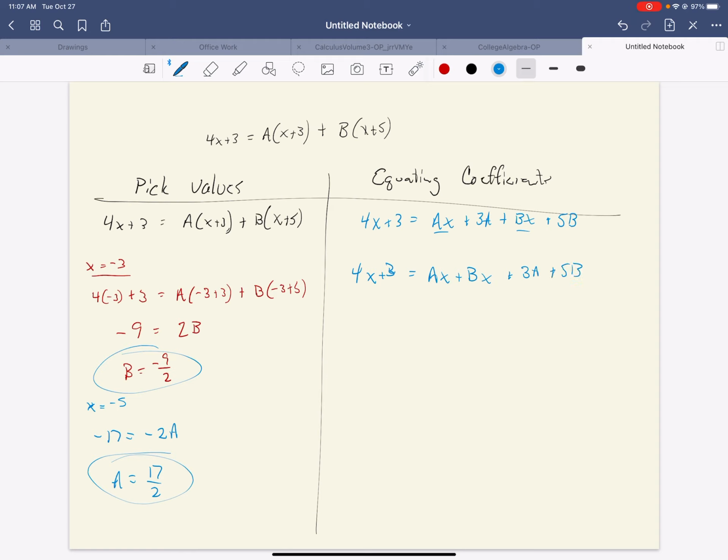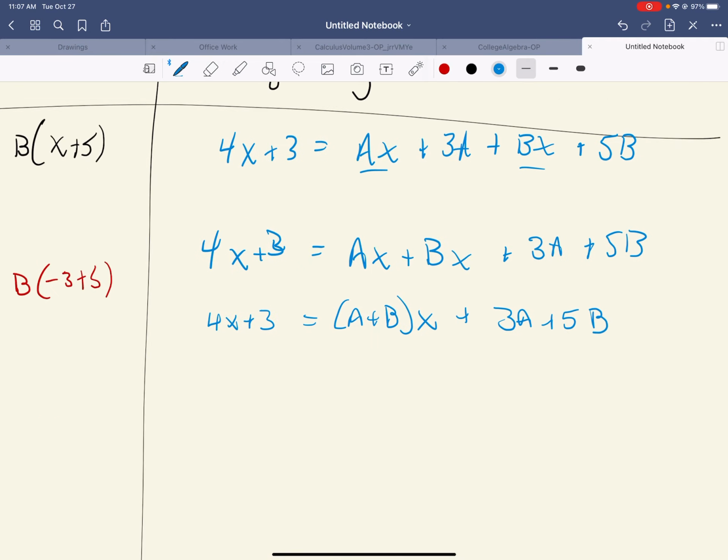Okay, and then the very last thing I can do is pull out an x. So I've got 4x plus 3 equals a plus b times x. So both of those terms have an x in there, so I can pull it out. And then I have 3a plus the 5b. Okay, now that we have this, here's where it gets kind of cool.